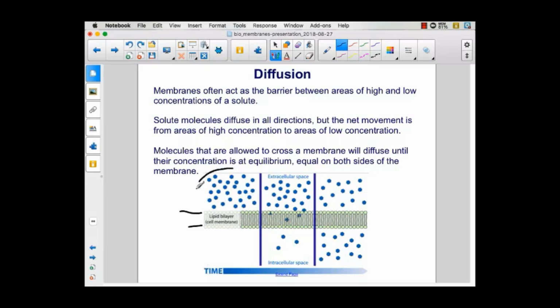Here you have a high concentration of a molecule that is allowed to pass through this cell membrane. Over time, some of those molecules begin to pass through the cell membrane. Eventually you will find that you have an equal amount on both sides, and that is referring to this equilibrium. So any molecule that's allowed to cross this membrane will diffuse until its concentration is at equilibrium.